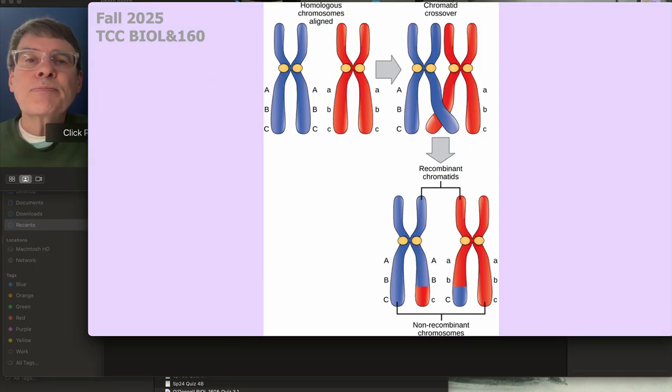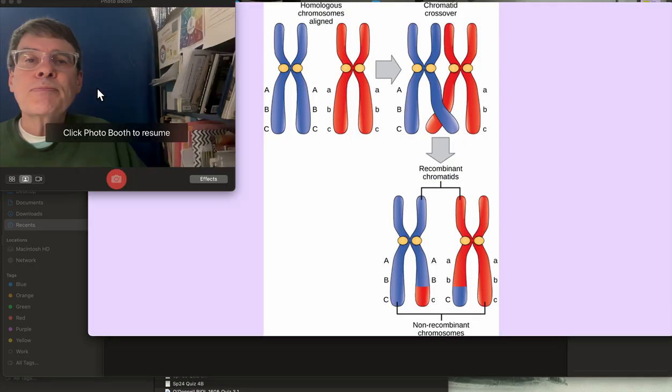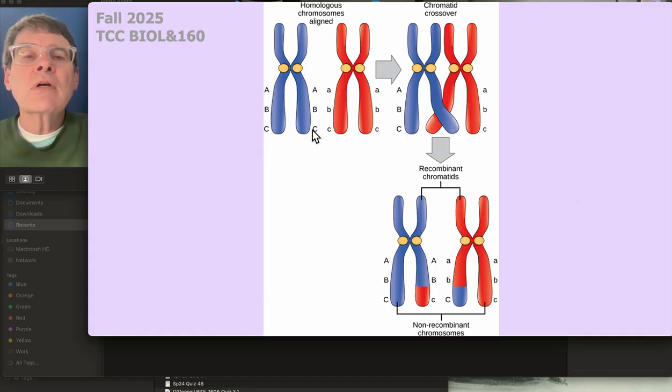Here is another image related to this process of crossing over. Here you can see just the central sister chromatids will actually exchange genetic material. The outer sister chromatids remain completely intact from one parent or the other.